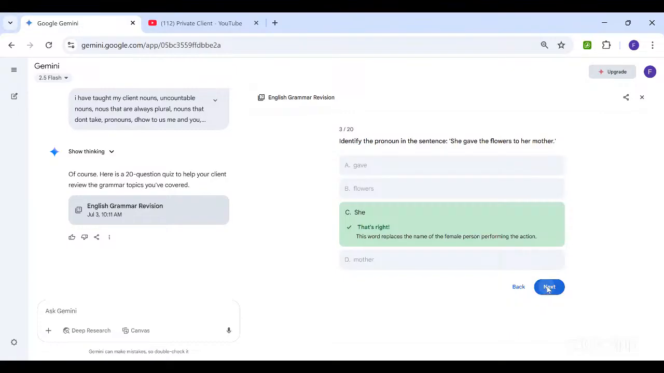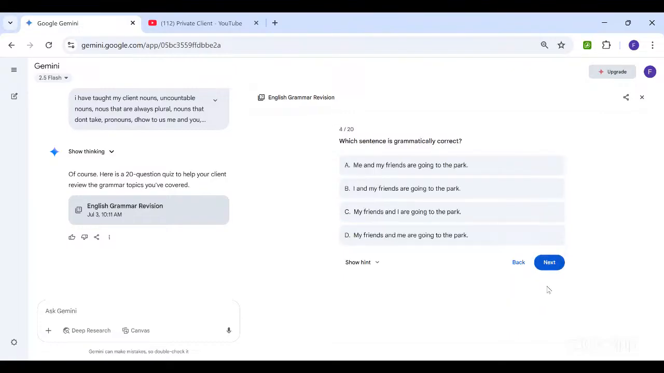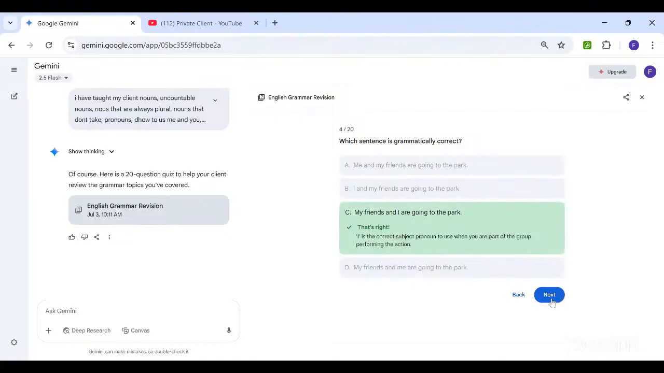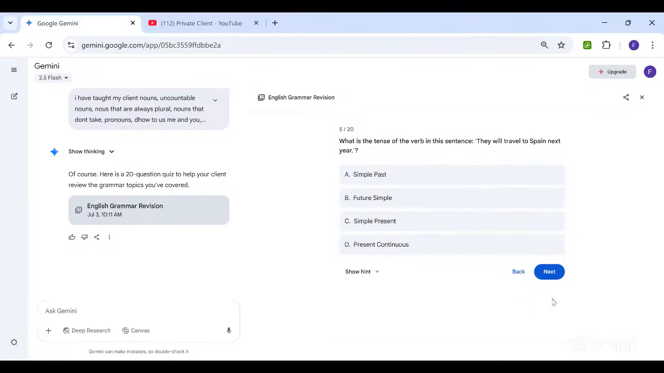So this is correct. Which sentence is grammatically correct? My friends and I are going to the park. Okay, my friends and I are going to the park. We are going to the park.